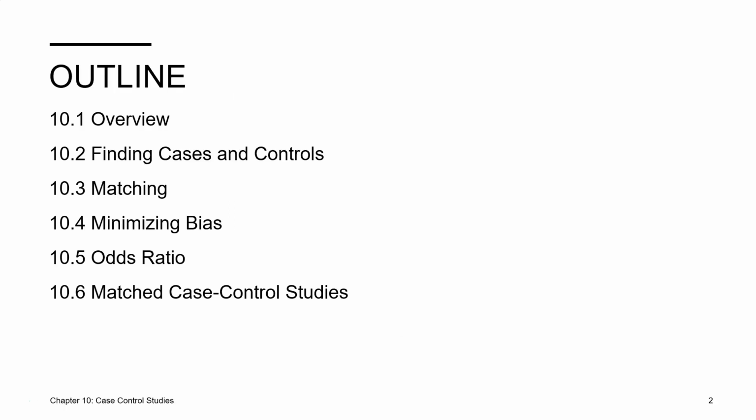Here's an outline of the chapter. Section 10.1 provides an overview. Section 10.2 covers finding cases and controls. Section 10.3 covers matching. Section 10.4 covers minimizing bias. Section 10.5 goes over odds ratios, and Section 10.6 covers matched case control studies.